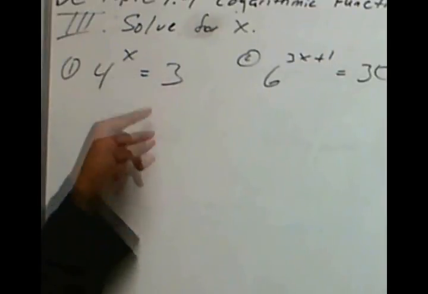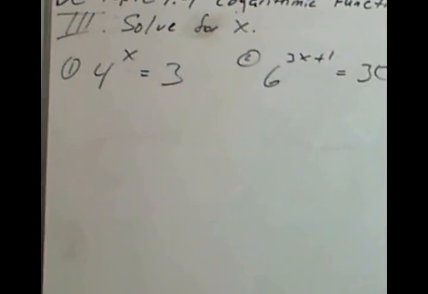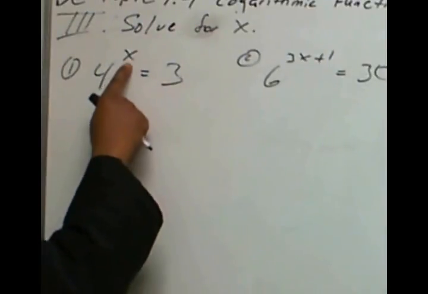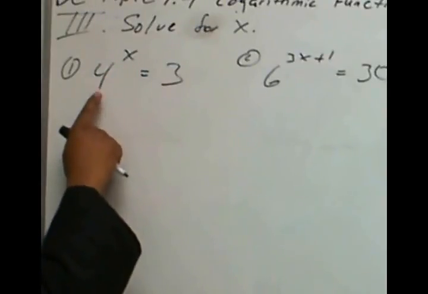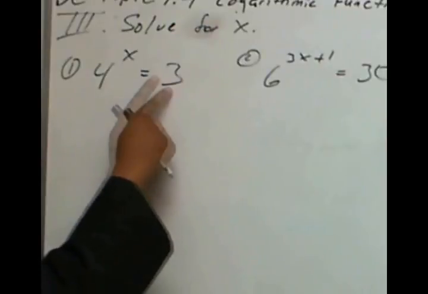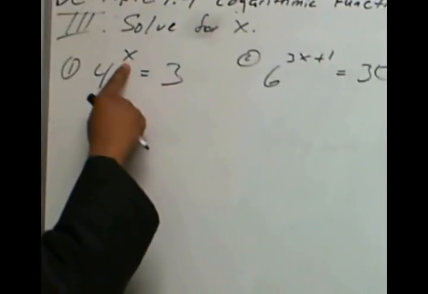Okay, we're going to solve for x on number 1. Number 1 is going to take about 1 step to get the x by itself and get the 4 away from here. So we're going to use a logarithm that's going to combine the base 4 and the answer 3, and then set everything equal to x.